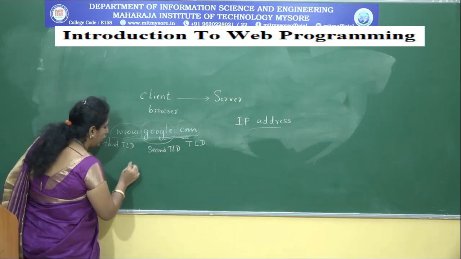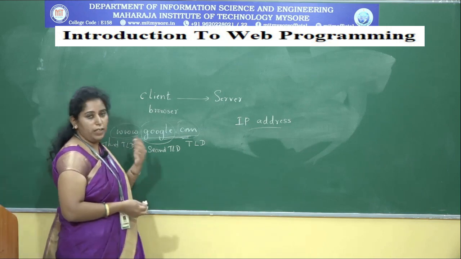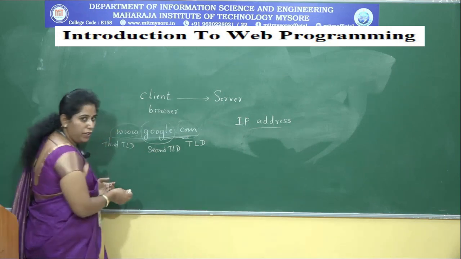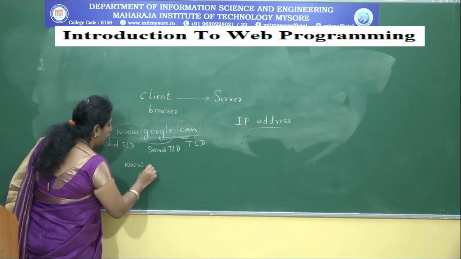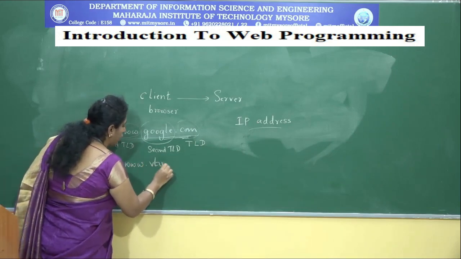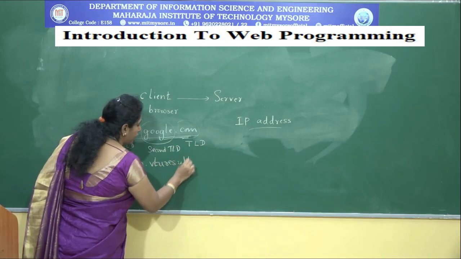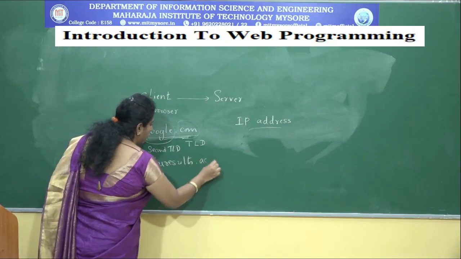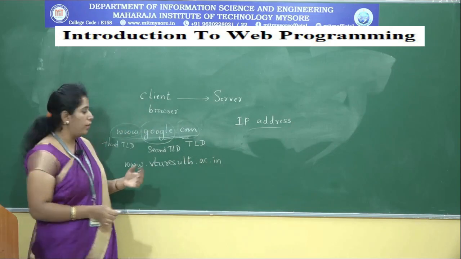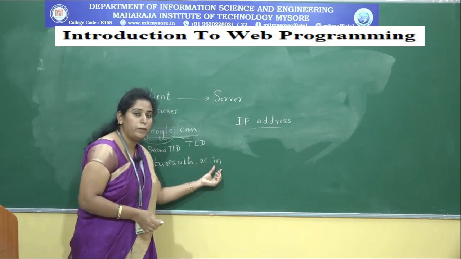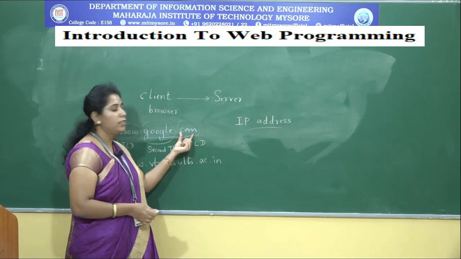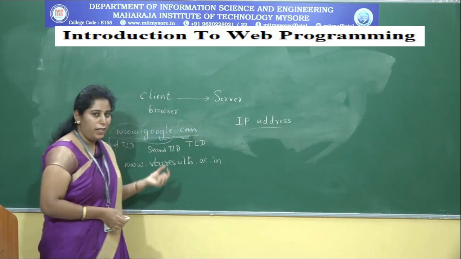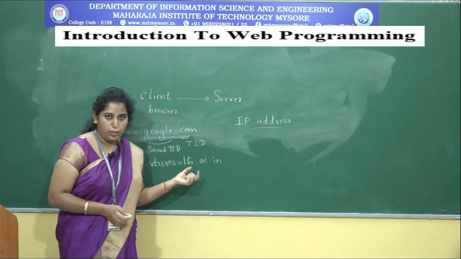For example, when you want to find the result on the VTU website, how do you search? www.vtu.edu, VTU results.ac.in. So here you can notice the top level domain is in. Here the top level domain is com. So let me go into detail about this.